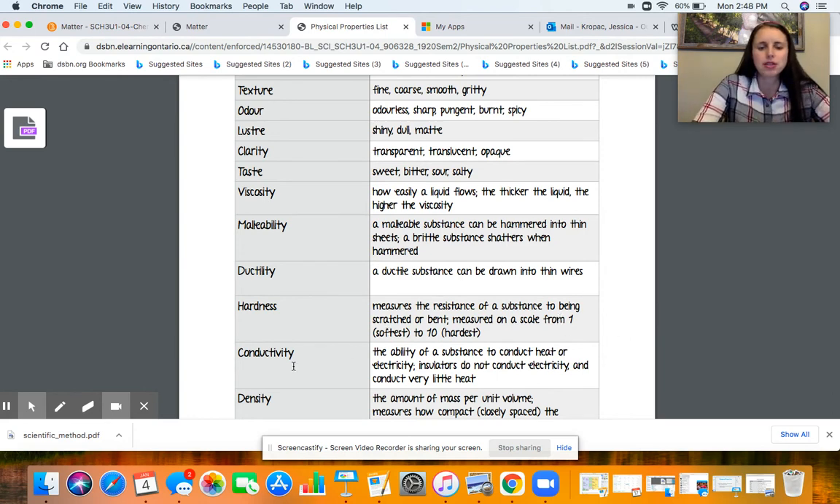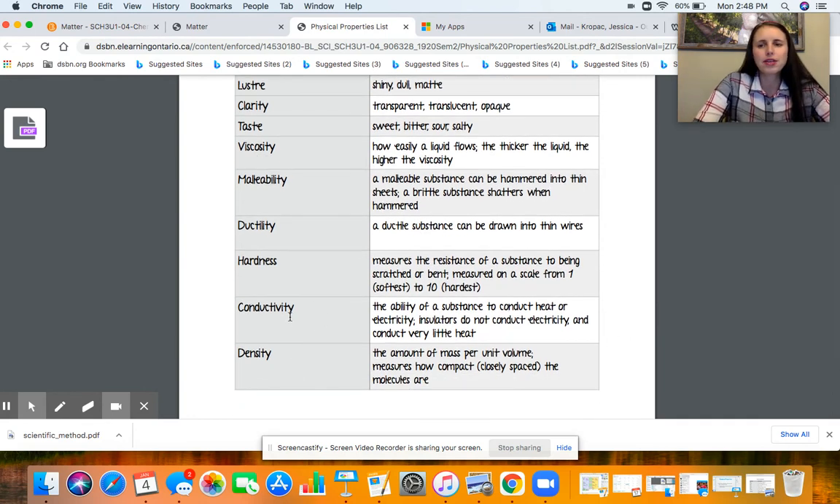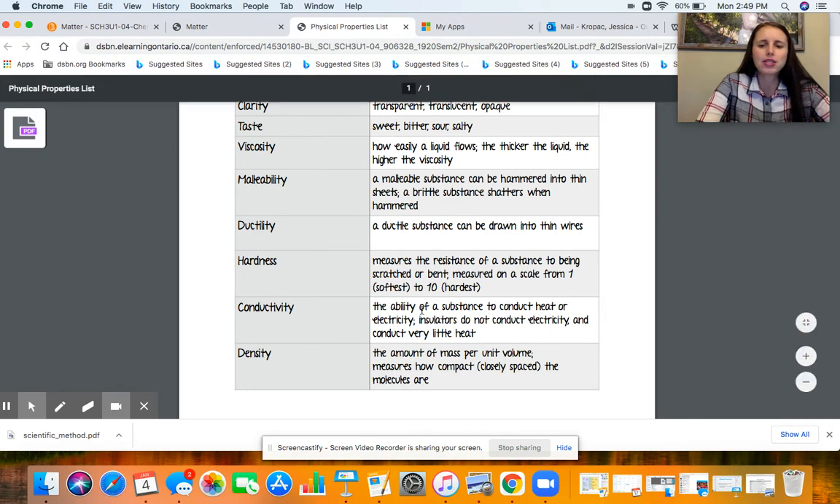If you touch a substance and your finger goes right into it, then it would be considered a soft substance. Conductivity is something that you can't actually see, but we are able to measure it without changing the substance, so it is still called a physical property. For conductivity, we use conductivity testers, or you could just use a good old-fashioned light bulb and some wires, and you're able to tell if a substance can conduct heat or electricity.